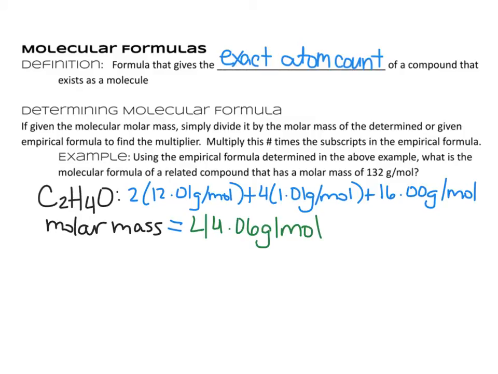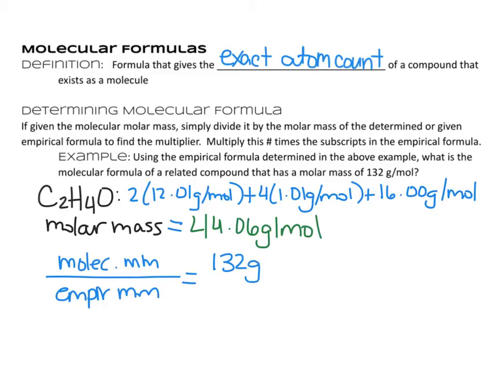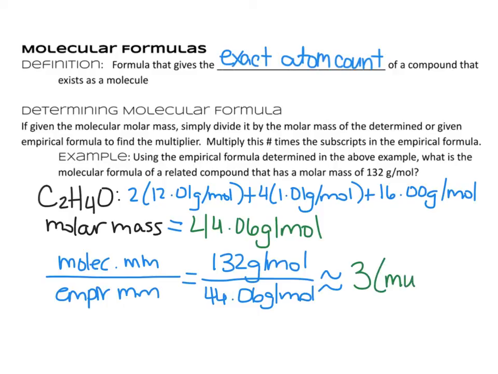Now I just need to figure out how much bigger my molecule is. So I'm going to take my molecular molar mass, which I'm just going to call MM, and divide that by my empirical molar mass. Our molecular mass was given to us as 132 grams per mole, and we just found out that the empirical mass is 44.06 grams per mole. When we do that math, that gives us a decimal that's pretty much 2.99, but it's very close to 3. So this is going to be known as our multiplier.